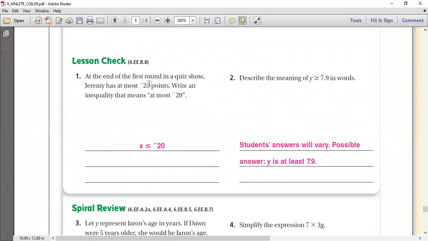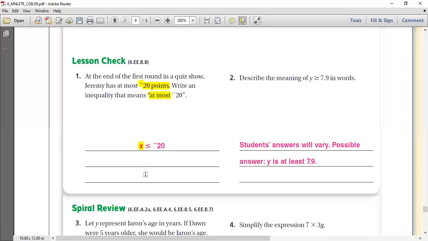At the end of the first round in a quiz show, Jeremy has at most minus 20 points. Write an inequality that means at most. At most is the opposite of at least. So when they say Jeremy has at most negative 20, it means Jeremy has negative 20 points or less than negative 20. So he must have not studied or revised at all for the quiz show. So his score or points were X.